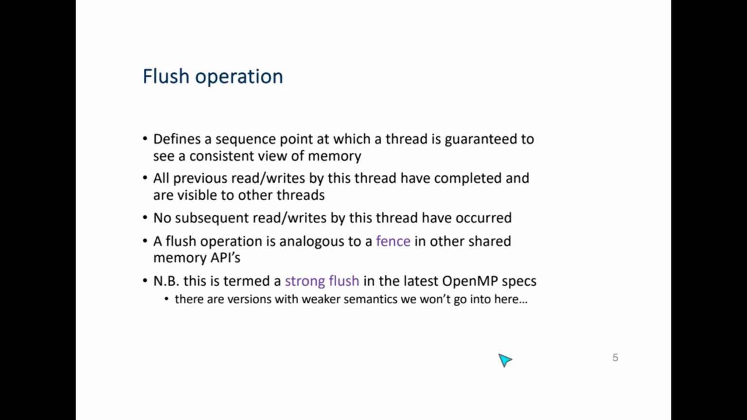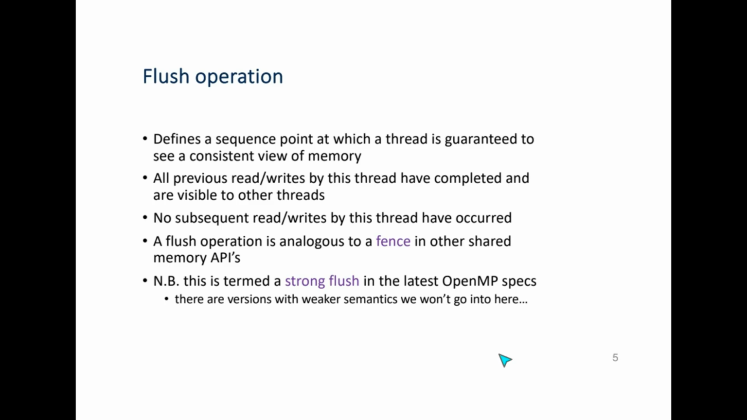So what is this flush operation? It defines a sequence point, a point in the program at which a thread is guaranteed to see a consistent view of memory. In particular, it makes some guarantees. It enforces that all previous reads and writes by this thread have completed and are now visible to other threads. And it also guarantees that no subsequent reads and writes, so nothing that's going to happen in the future as far as the program is concerned, have actually occurred yet.